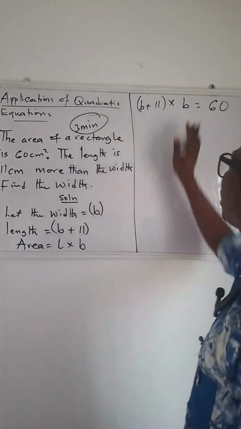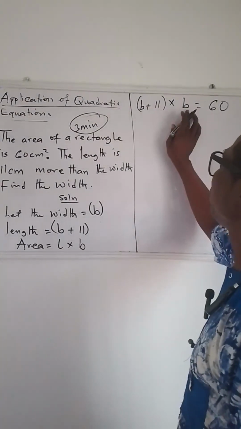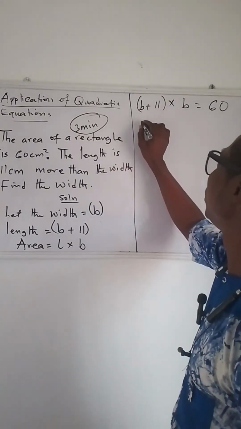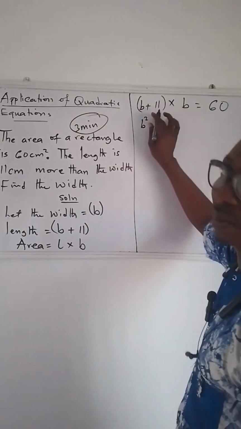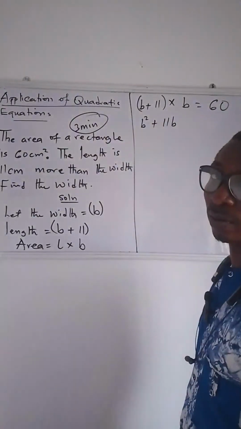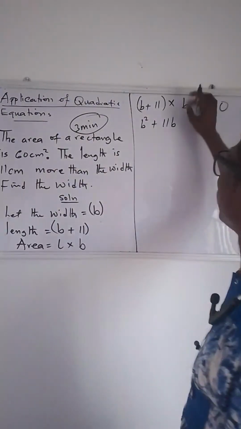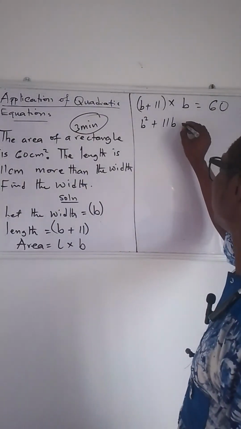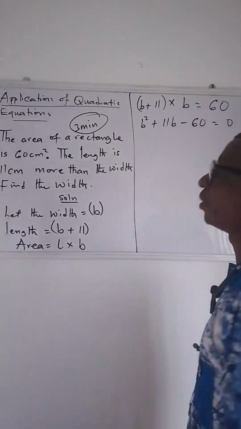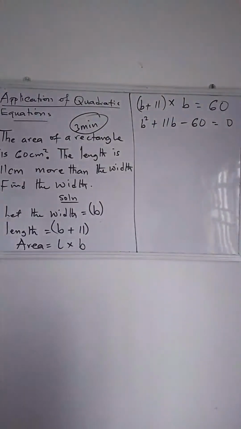Good. So now let us multiply this. Now this b is going to multiply each of the terms inside. So we have b times b, we have b squared. B times 11, we have plus 11b. Right? So you can move this one to this side by transposing. So you have minus 60 equals to 0. Hope you get that now.